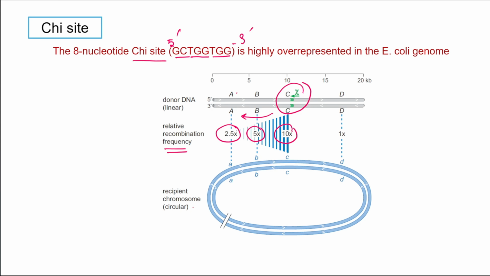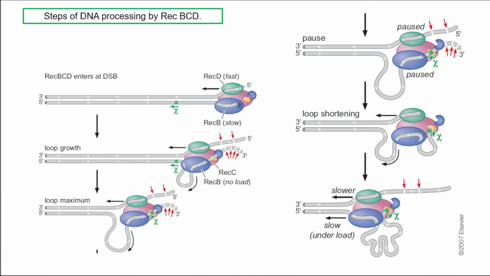So let's talk about the stepwise process of RecBCD function. First, the RecBCD enzyme binds tightly to the free end of a broken double-stranded DNA molecule. This is the RecD, this is the RecC and this is the RecB. This is the broken strand.